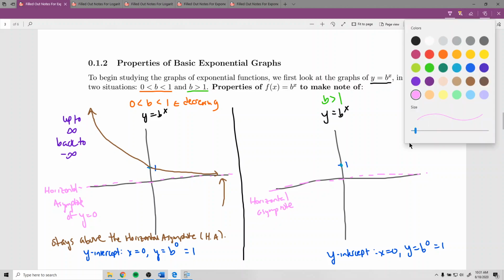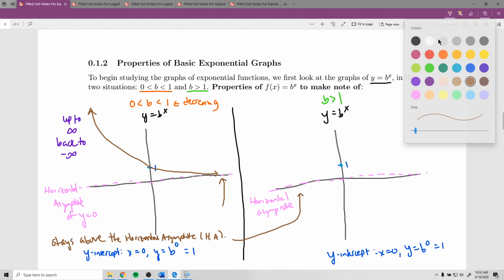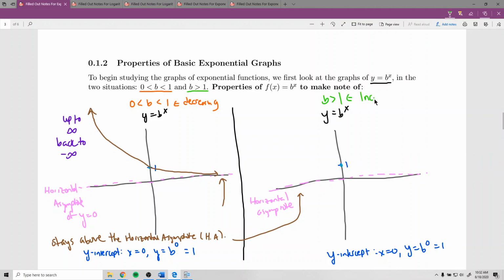It's still going to stay above the horizontal asymptote. I'm just going to draw an arrow to not rewrite that. The main difference here is when b is bigger than 1, it is an increasing graph, which means as we move right, it's going to go up. It pretty much looks like this graph over here flipped over the y-axis. So as we move to the left, it's still going to stay above the x-axis, but as we go to the right, it's going to go up to infinity and right to infinity as well.